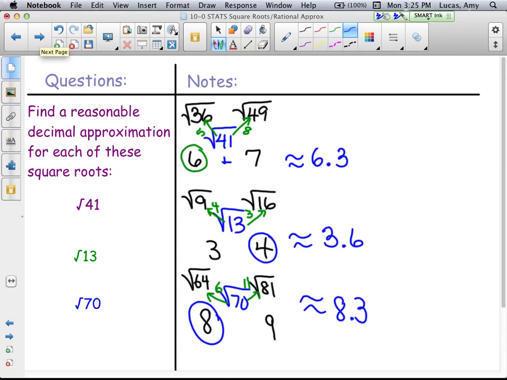8.3. When you are finding a reasonable approximation, that just means that you need to be in the ballpark. So you should be able to decide what it's in between and hopefully figure out which one it's a little closer to.